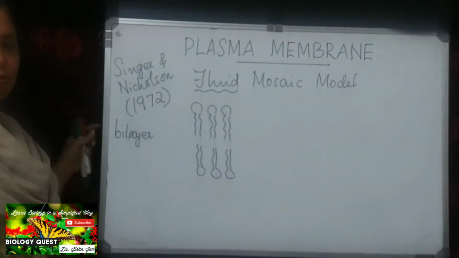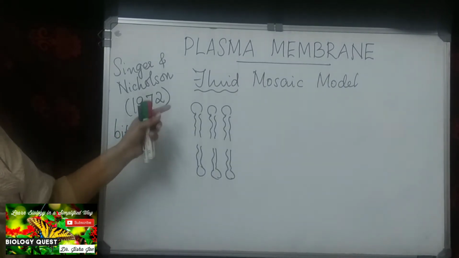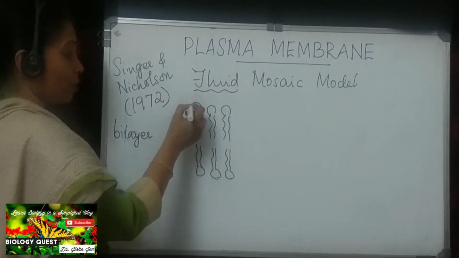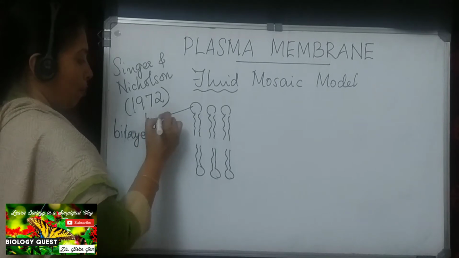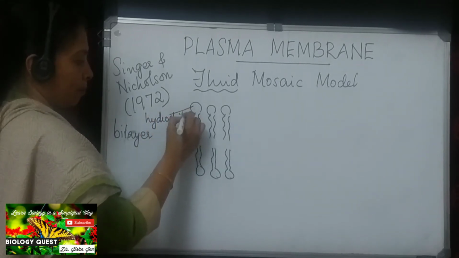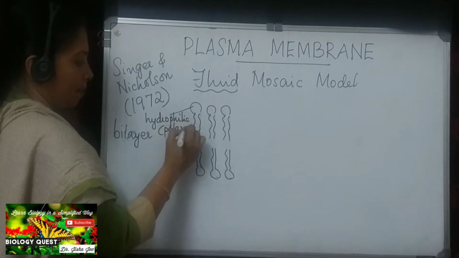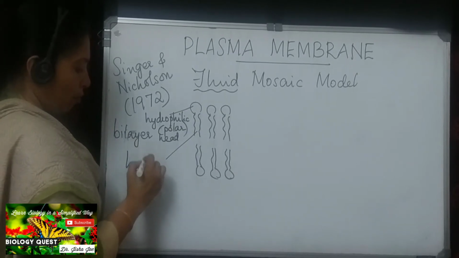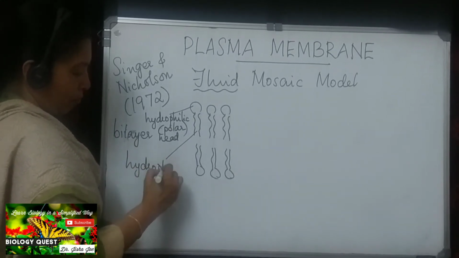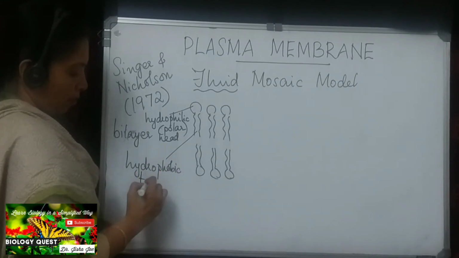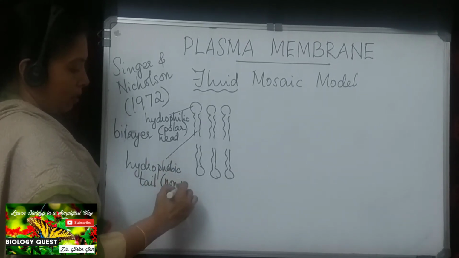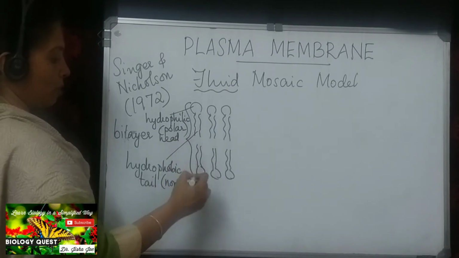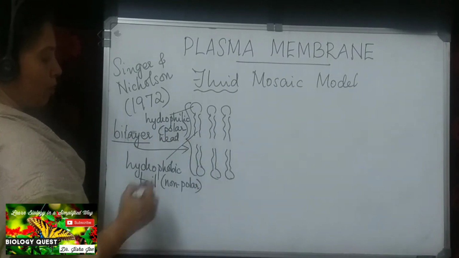That is the bilayer of phospholipids, and you can see it has a head and a tail region. The head is the polar head, which is the hydrophilic region. There is a tail, which is the hydrophobic or non-polar tail. So these two layers together form the phospholipid bilayer.